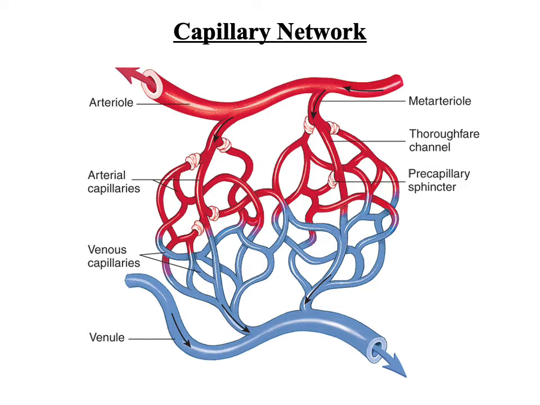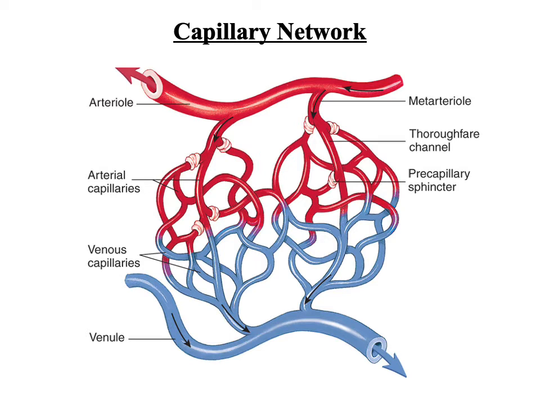If you look closely at the picture, the largest vessels shown are the arterioles and the venules. Those are the smallest of the actual arteries and veins, and you can see what comes after or before those are the capillaries. The arrows there indicate the direction of blood flow. Blood's coming through the arteriole and then making its way through this capillary network, going through the red capillaries first. Those are the arterial capillaries.